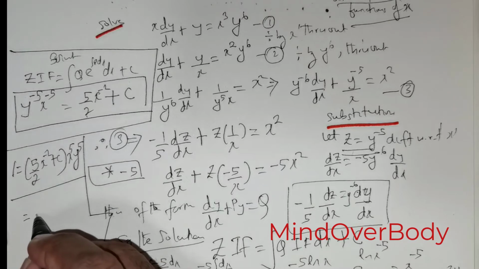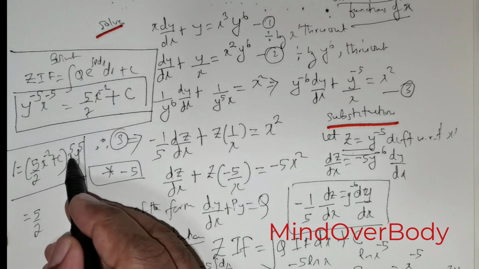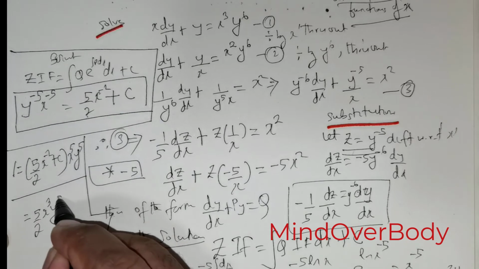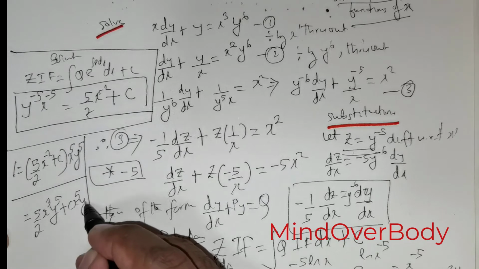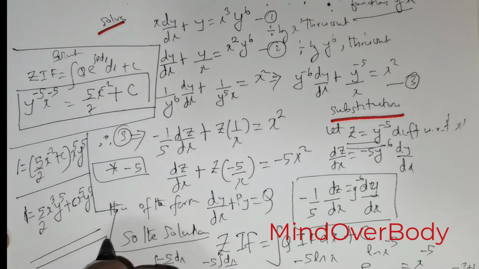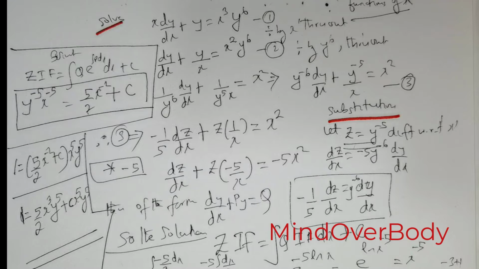If you were to push it inside, this is going to be 5 over 2 x raised to the power of 2 times x raised to the power of 5. That will be x cubed times y raised to the power of 5 plus c times x raised to the power of 5 y raised to the power of 5. Of course, on the left hand side you have a 1. So this is a solution. Of course, having said that, what is your requirement? Based on that you can handle it.